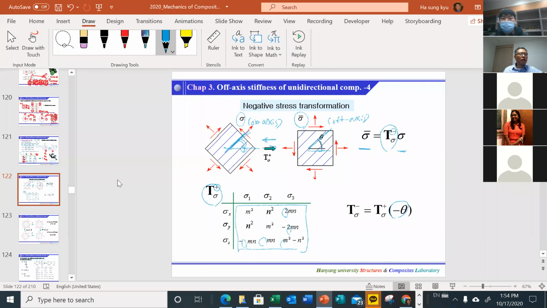That's why this has to be a T sigma minus. Okay, so this is the minus. So from on axis to off axis, you need to multiply that. Again, just from positive to negative directional rotation, all you need to do is put the minus theta.